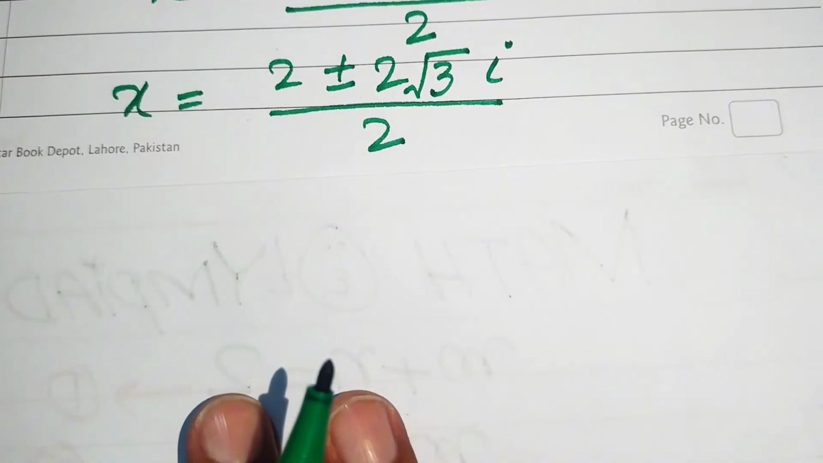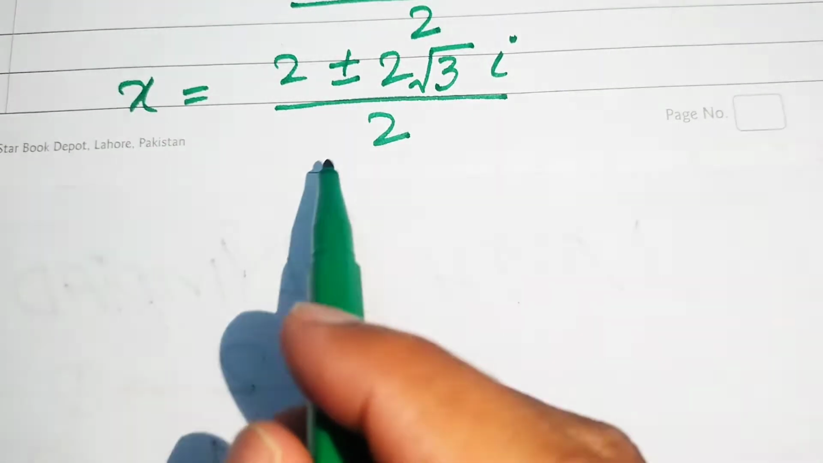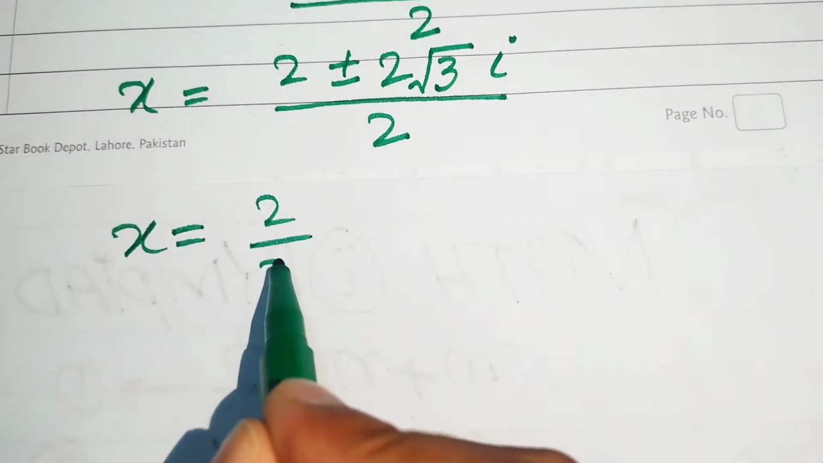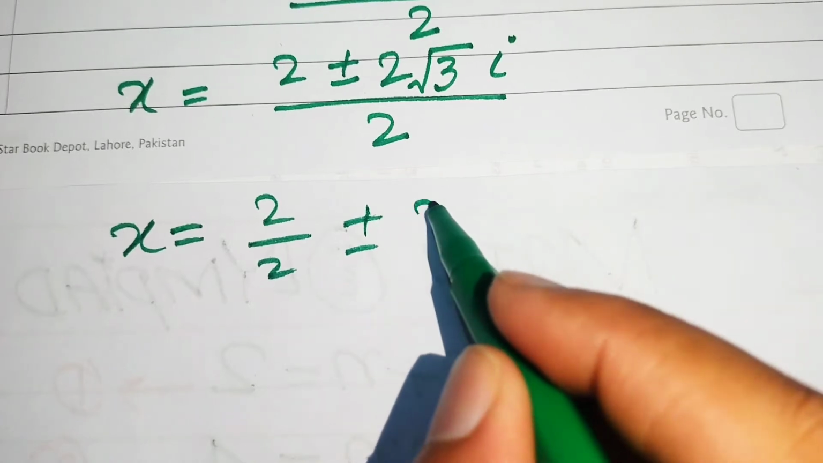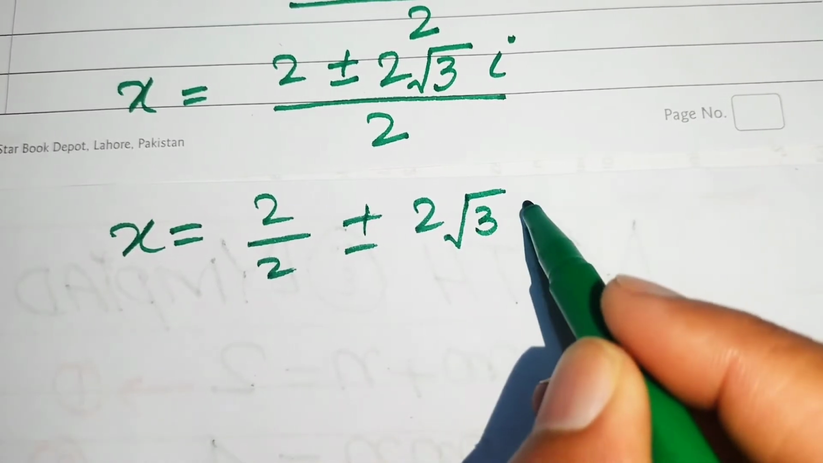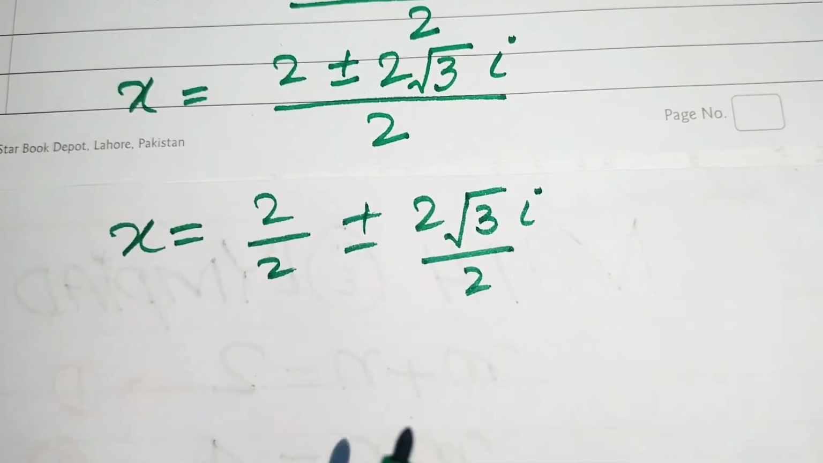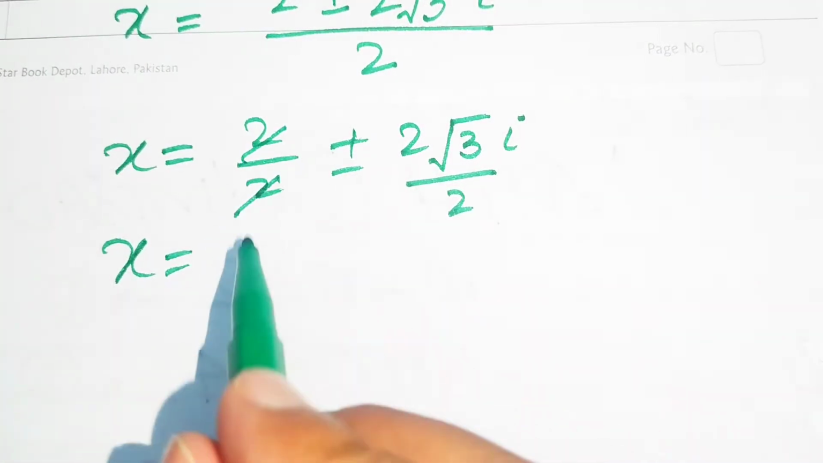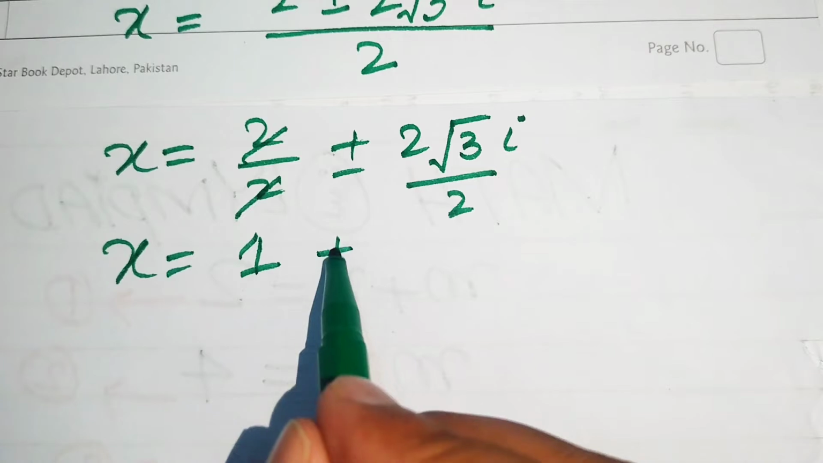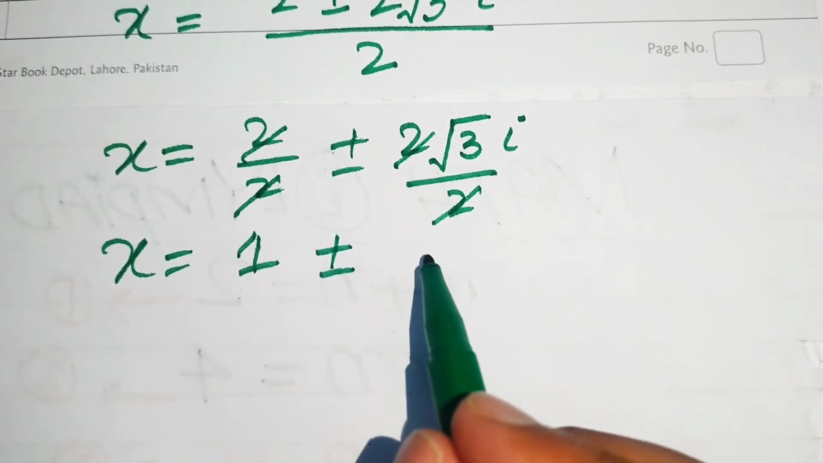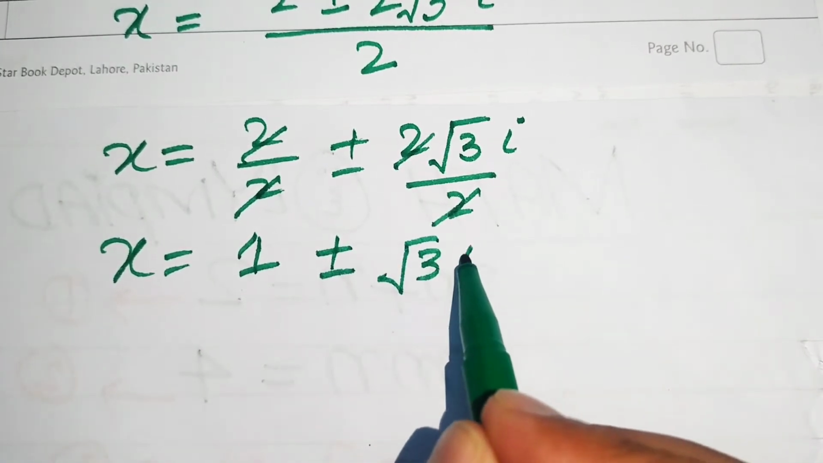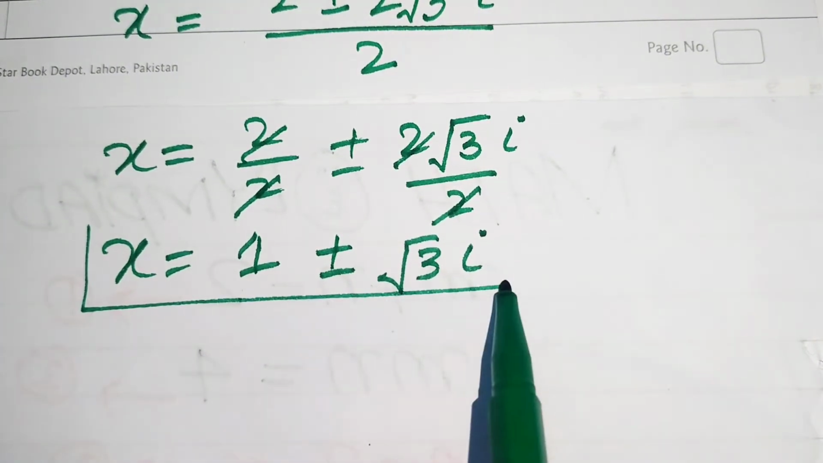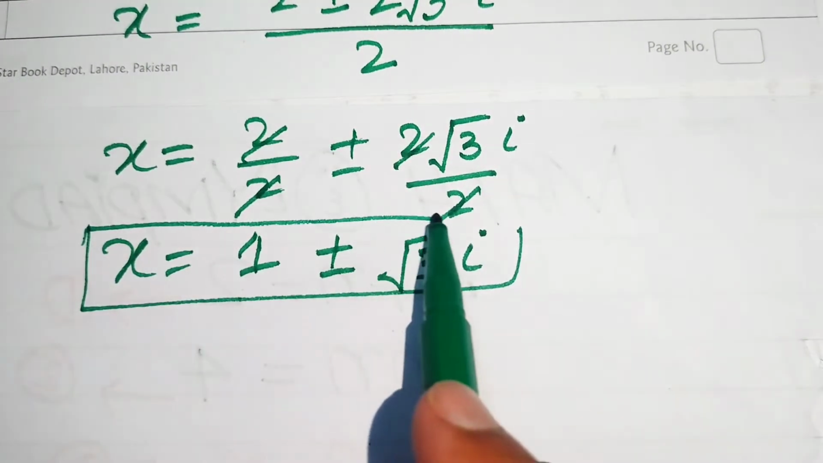And now in the next step we just separate this fraction, and it will be written as 2 over 2 plus minus 2 times square root of 3 iota divided by 2. And here you see that this 2 is cancelled out by this 2, and we have 1 plus minus, this is cancelled out by this one, and we get plus minus square root of 3 iota. So these are the two complex values of x.